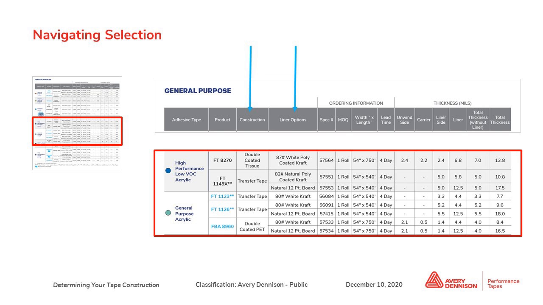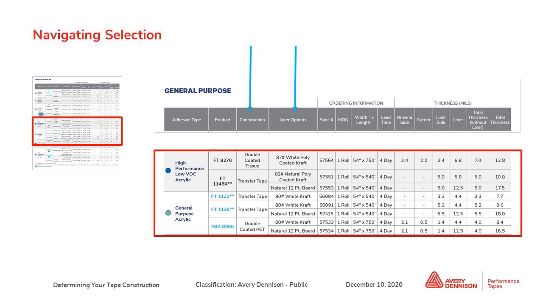So just as this example here, we have the high performance low VOC acrylic, and below it we have the general purpose acrylic. As you move along those rows to the next column, you can see here that we have multiple products for that particular adhesive. And that's generally because we have different constructions. So for example, we have FT8270, which is a double-coated tissue tape using the high-performance low VOC acrylic, but we also have a transfer tape using the FT1149X, okay? So we clarify the construction in that next column.